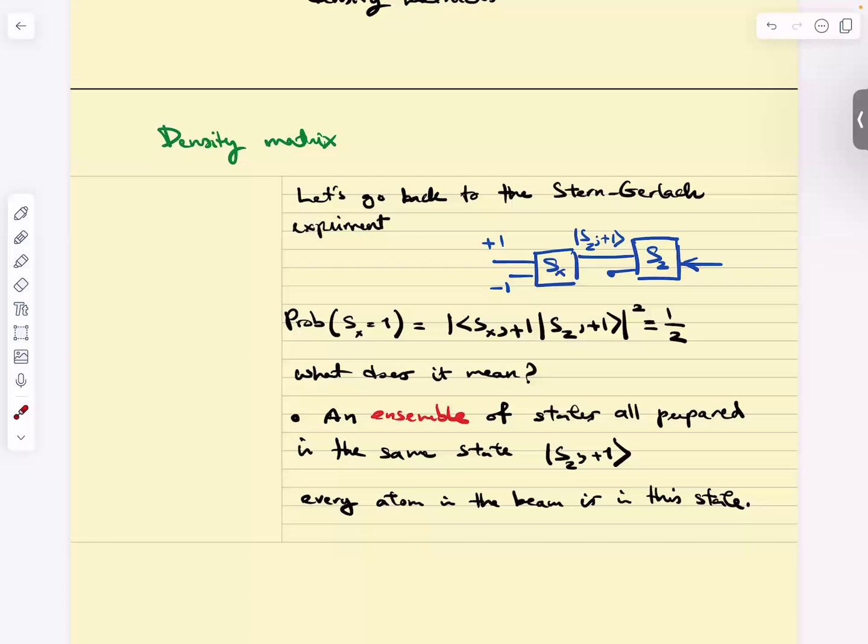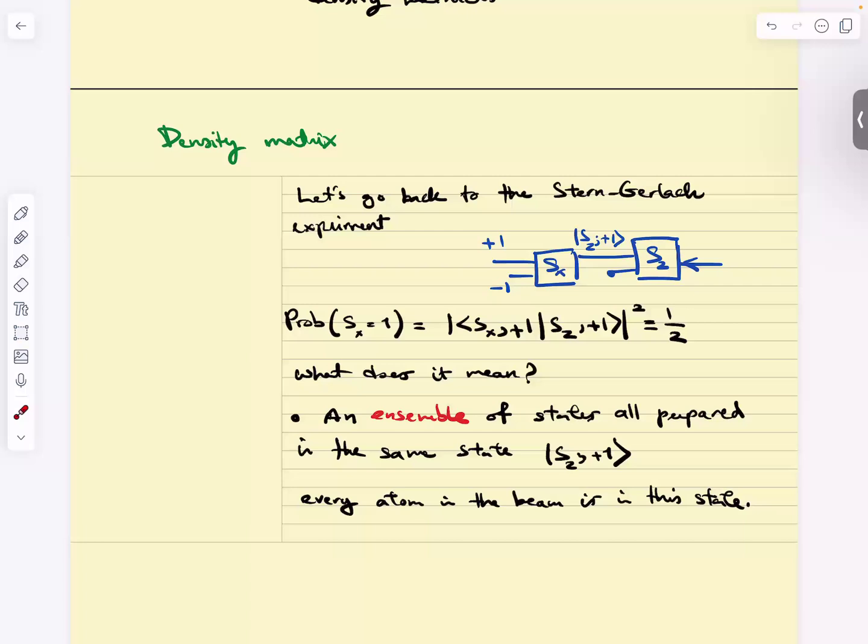Now, if I have a single copy of the system, there's no way on earth I can make sense of this statement. Let's let this sink in. This is not my lack of knowledge. It's probability half. It's not because I'm a terrible experimentalist and my devices are bad. This is inherent to nature, right? So I have to come up with a way of describing this.